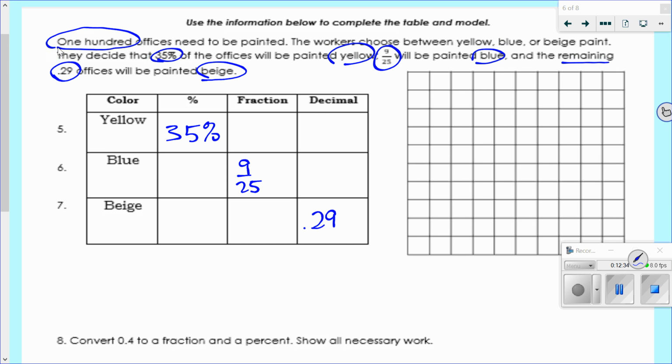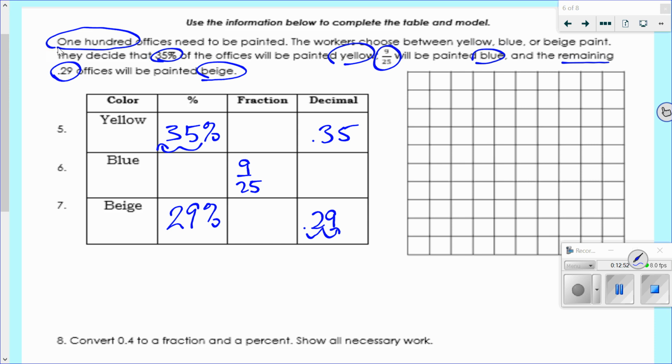The first thing I'm going to do is turn all of these percents into decimals because that's the easiest thing. So I just go 1, 2 as a decimal. That's 3,500. I take my decimal, I make it a percent. I go 1, 2. That's 29%. Easy, right?